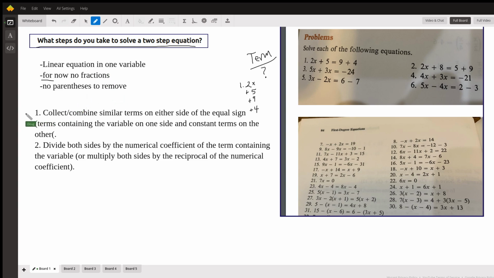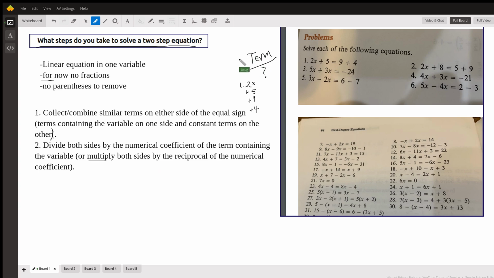The general idea is this: collect and combine similar terms on either side of the equal sign. Terms containing the variable on one side and constant terms on the other. Whoops, I got that parentheses backward. Then divide both sides by the numerical coefficient of the term containing the variable. Or you can multiply both sides by the reciprocal of the numerical coefficient.